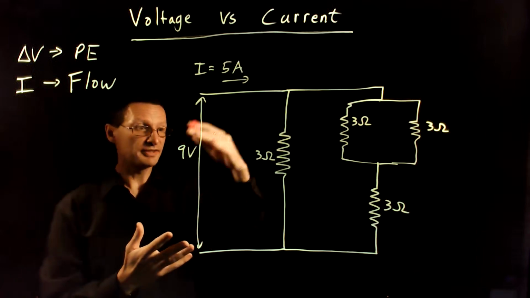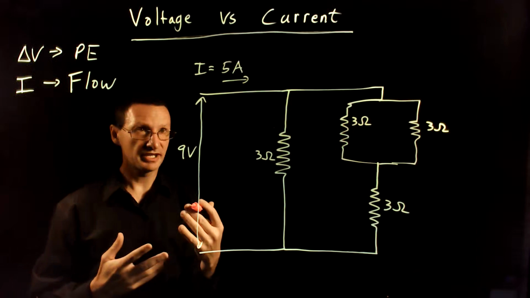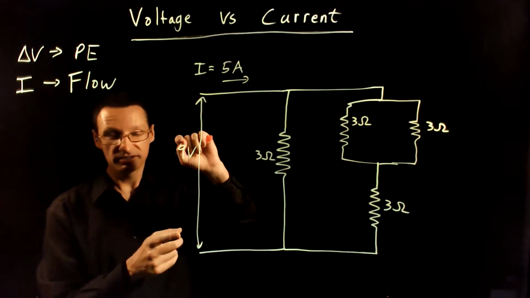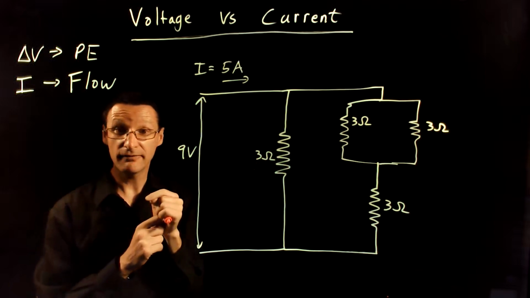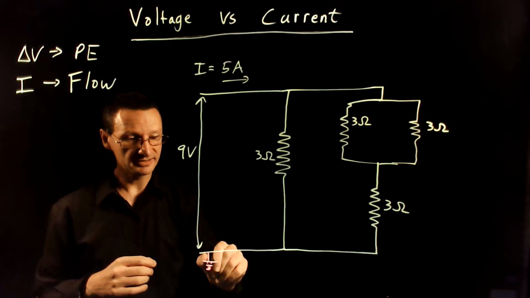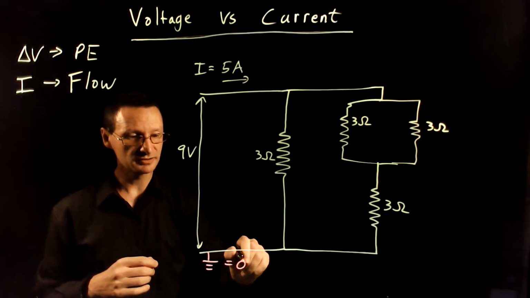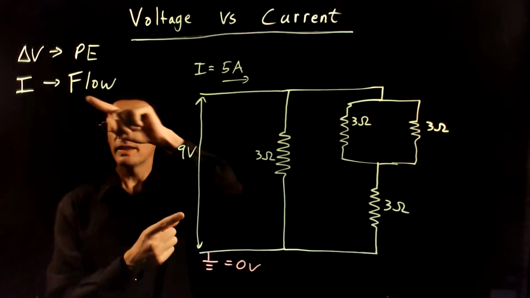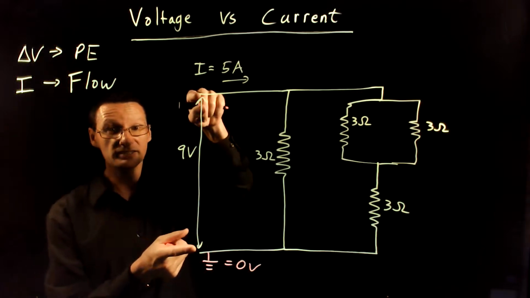Okay, so we have this circuit here. All of the resistors are identical. That's not really important right now, but we have a battery or some voltage source that provides 9 volts of difference between the top and the bottom. I'm going to treat this part as connected to ground, which means it's at 0 volts here. That means that this is positive 9 volts, or the difference in voltage from here to here is positive 9 volts.